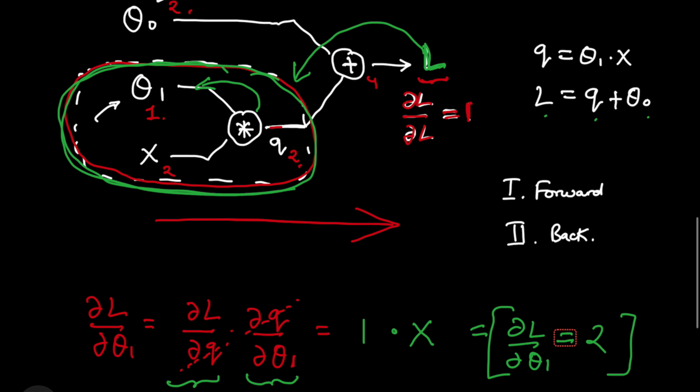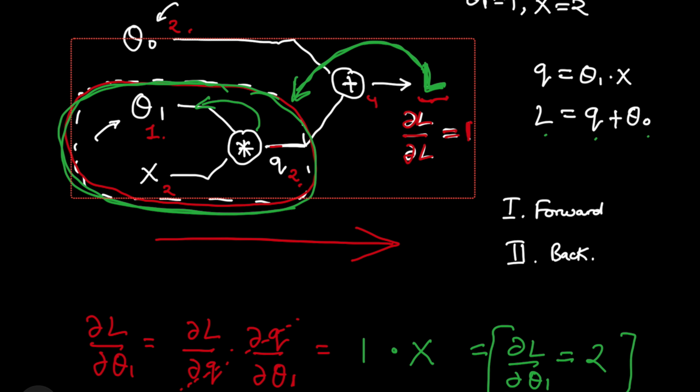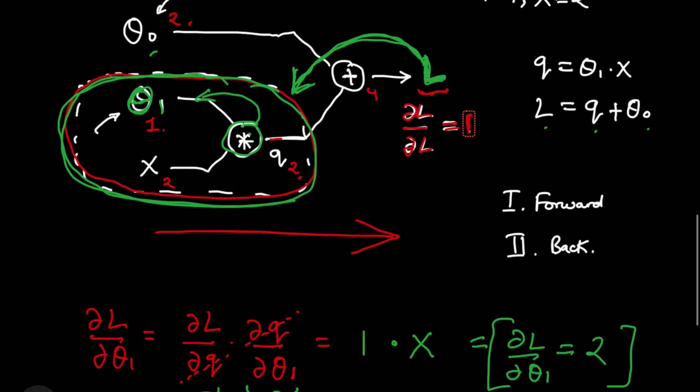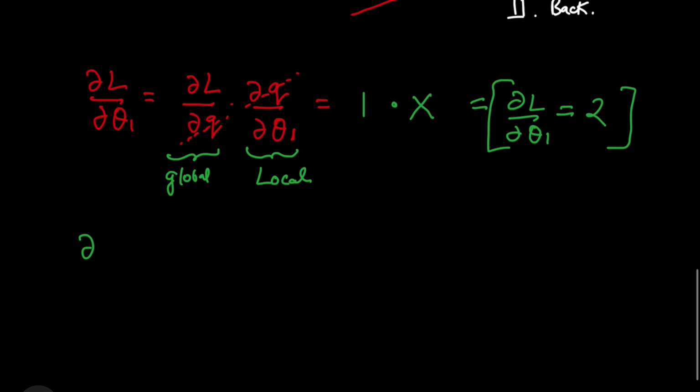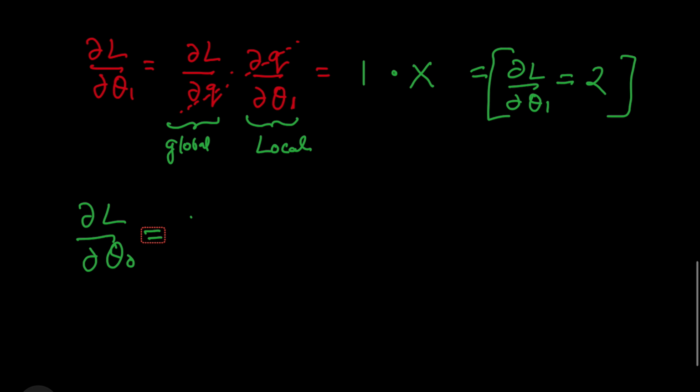I think you got the idea: we are computing the loss globally and taking it backwards. If we want to calculate the gradient with respect to a parameter, all we have to do is multiply the local gradient with the oncoming global gradient, and then you get the gradient with respect to that parameter. Similarly, what would be del L over del theta naught? Since L equals q plus theta naught, del L over del theta naught would be simply 1.